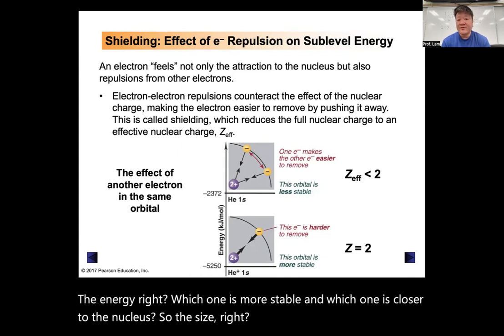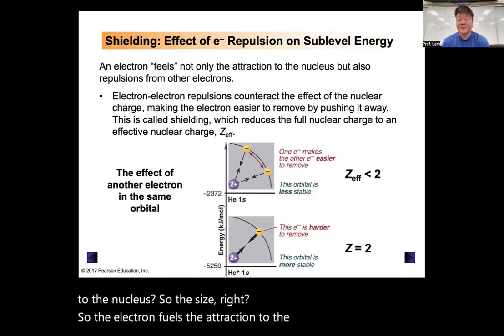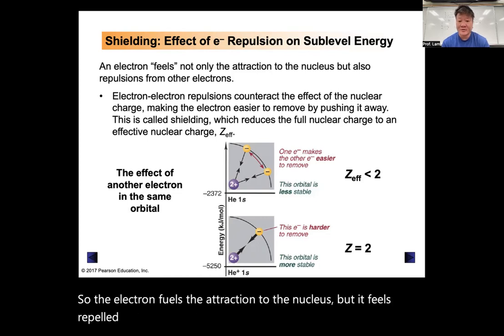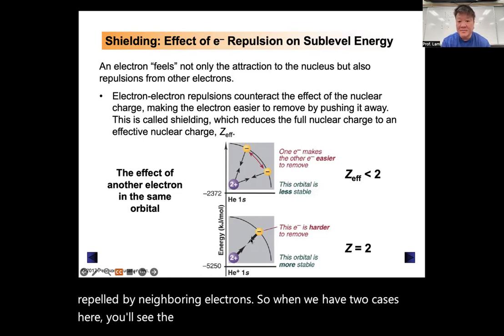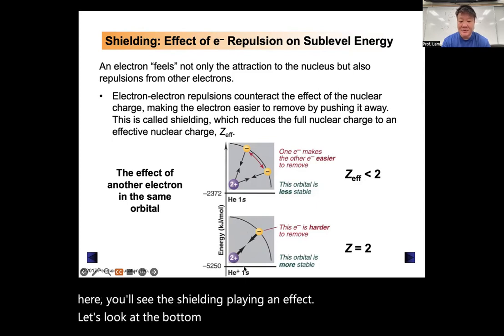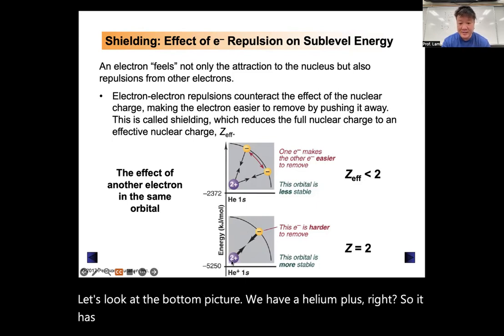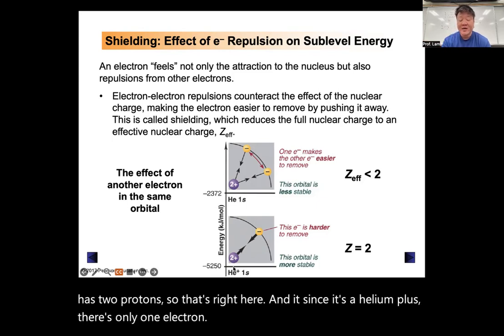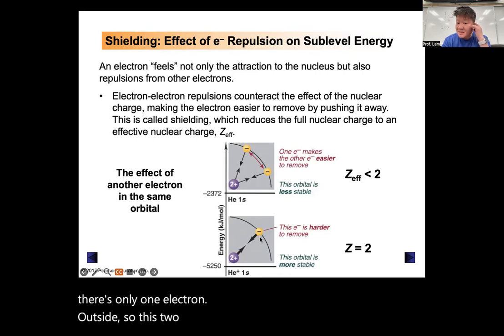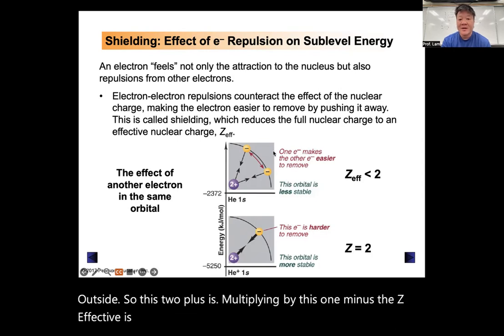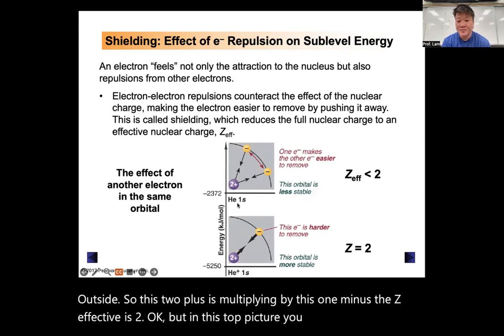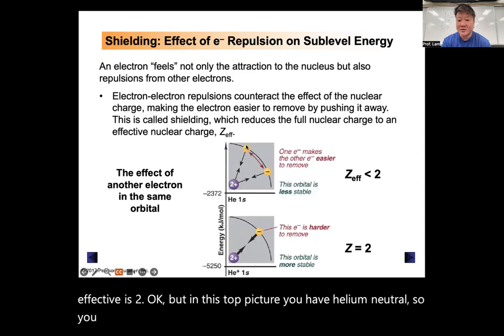So the electron feels the attraction to the nucleus, but it feels repelled by neighboring electrons. So when we have 2 cases here, you'll see the shielding playing an effect. Let's look at the bottom picture. We have a helium plus, right? So it has 2 protons, so that's right here. And since it's a helium plus, there's only 1 electron outside. So this 2 plus is multiplying by this 1 minus, so the Z effective is 2, okay? But in this top picture, you have helium neutral. So you got 2 electrons here, okay?